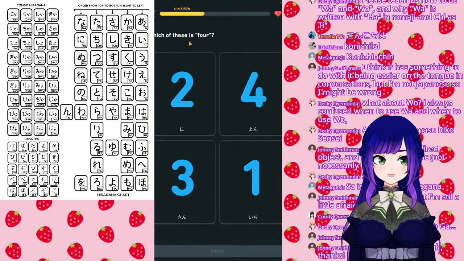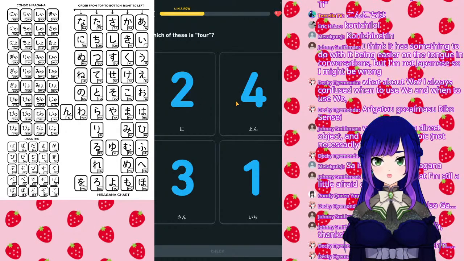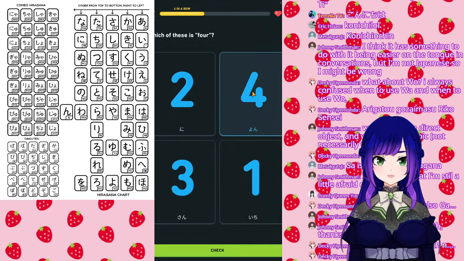Which of these is 4? 4 is this one. No word starts with ん. にゃはろう starts with に, right? Because ん and に are different. 4, 4. 3 is 3 and 1 is 1.